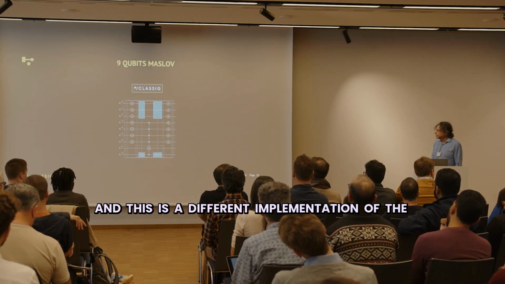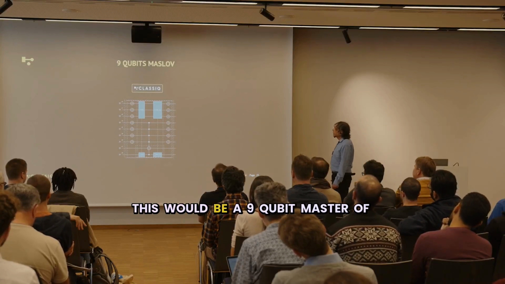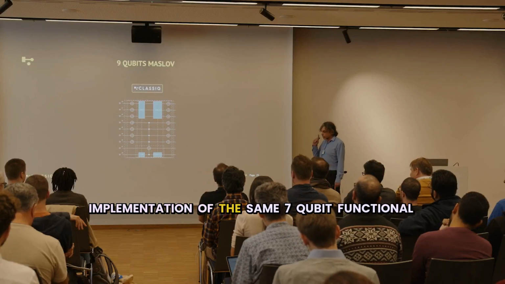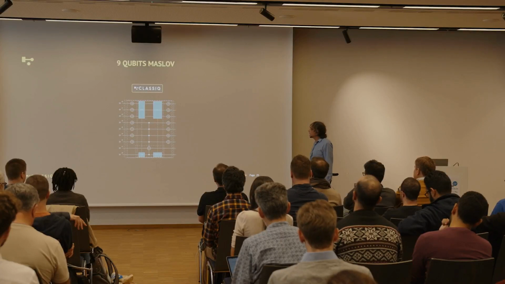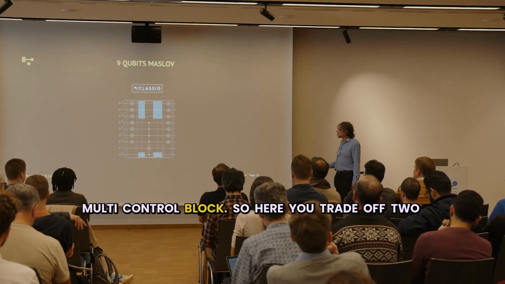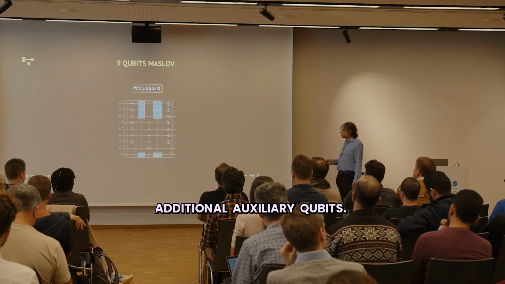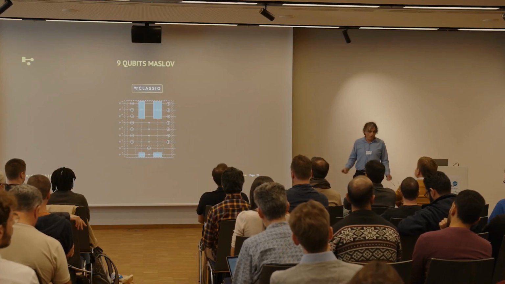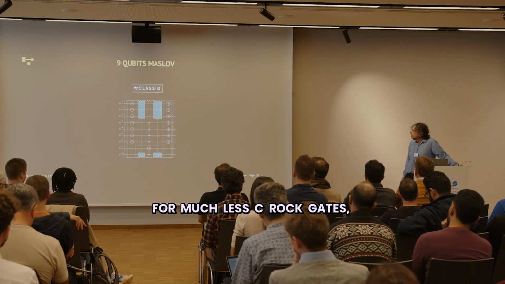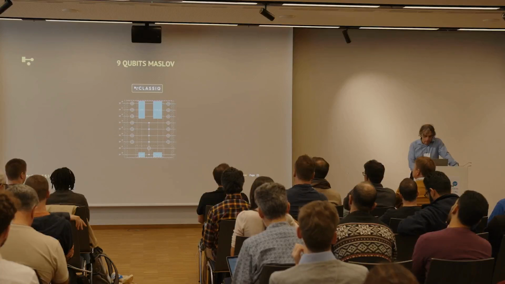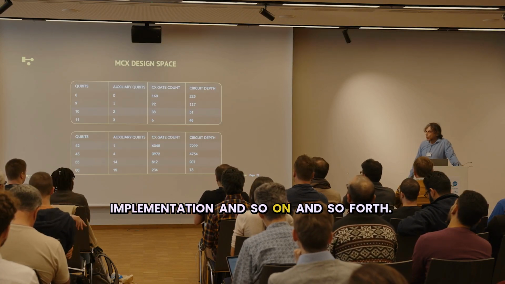And this is a different implementation of the same function. This would be a 9-qubit implementation of the same 7-qubit multi-controlled NOT. So here you trade off 2 additional auxiliary qubits, if you have them, for much fewer CNOT gates. There could be an 11-qubit implementation, and so on and so forth.